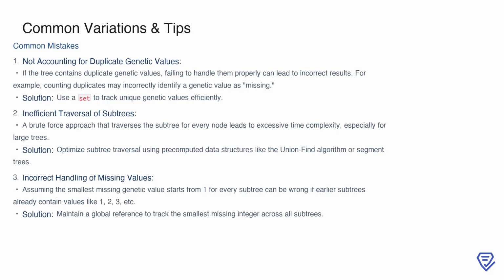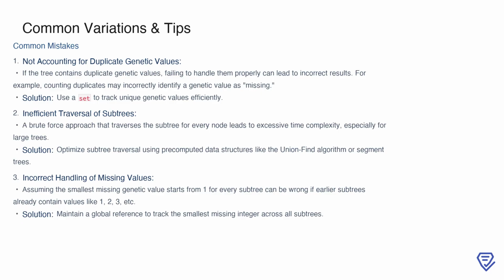The best way to address this is by using a set to track unique genetic values, as sets automatically ignore duplicates. Another pitfall is inefficient traversal of subtrees. A naive, brute force approach that retraverses the entire subtree for every node can quickly become computationally expensive, especially for larger trees. To avoid this, you can use optimized data structures like union find or segment trees, which allow you to pre-process and query data more efficiently.